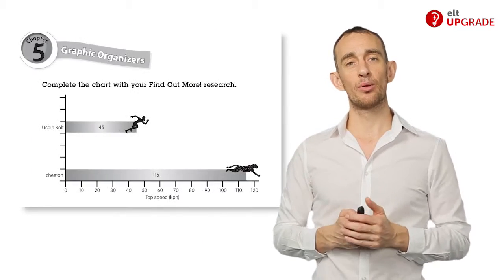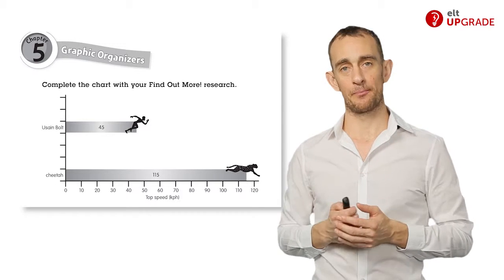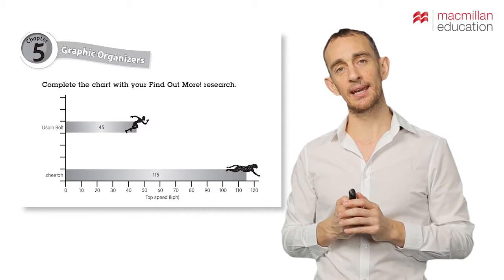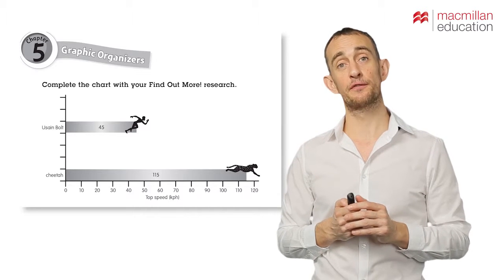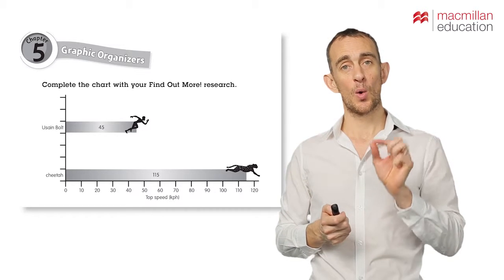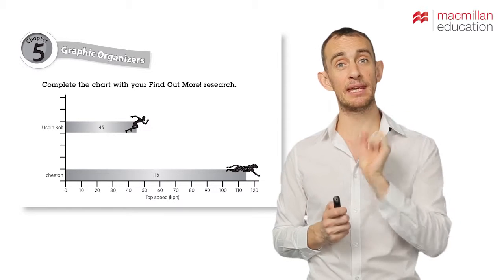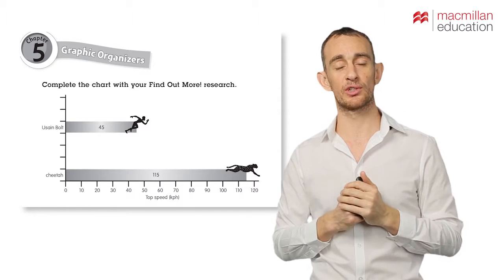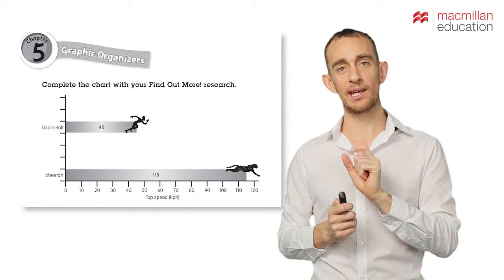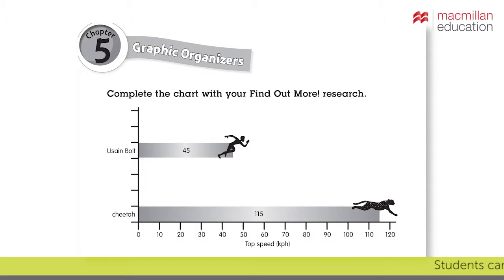So this is an example of a CLIL Planner. The task here is for the students to fill in this chart with the different speeds of different animals, okay? So here already we have Usain Bolt and his speed compared to the speed of a cheetah.